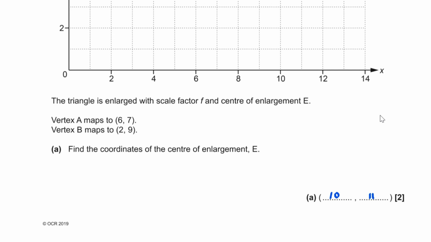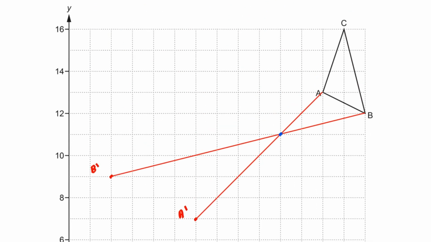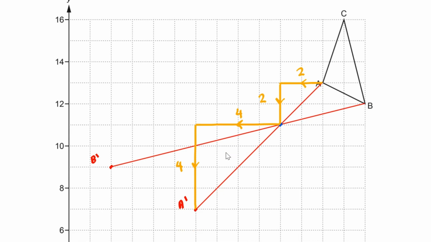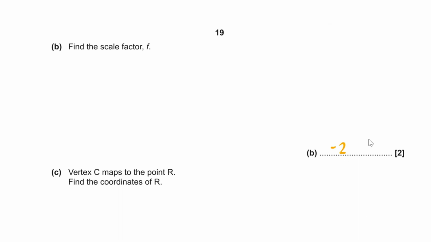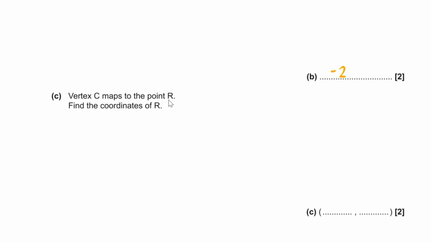And then we have to find the scale factor F. Well, what you'd find over here is we go from here to here, we go 2 this way, then 2 this way, and then if we go down as well, what we're doing over here is going 4 this way and 4 this way. Okay, so because we are going in the opposite direction, we're getting 2 times bigger as well. So we have a scale factor minus 2. And then vertex C maps to the point R, we have to find the coordinates of R.